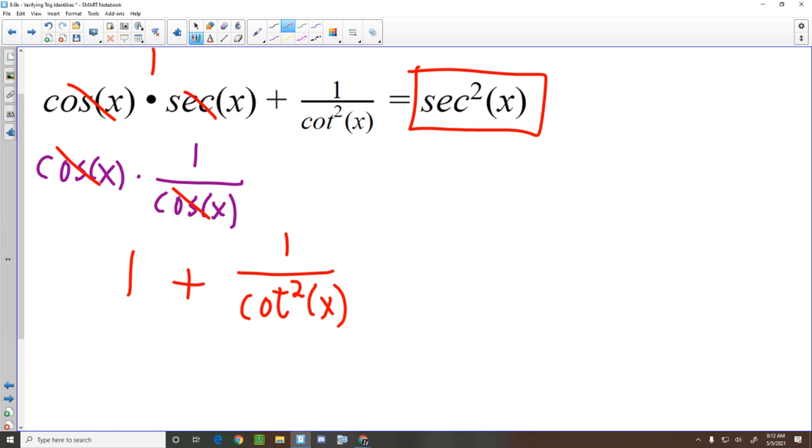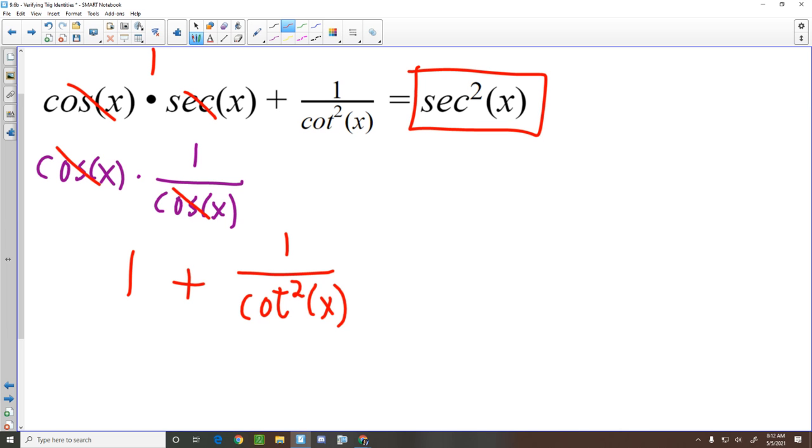So right now I have 1 plus 1 over cotangent squared. I need to make it look like secant squared. Do you remember what I said we should look at if I've got a squared trig function and I'm adding or subtracting something, especially a 1? What kind of identities might this involve? That's right, those Pythagorean identities. Remember a squared plus b squared equals c squared? Do we have a Pythagorean identity with 1 plus something with a cotangent?